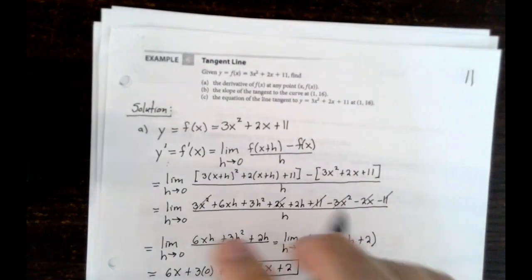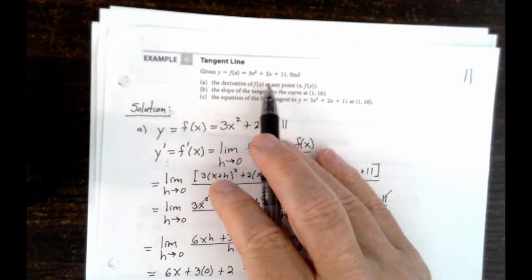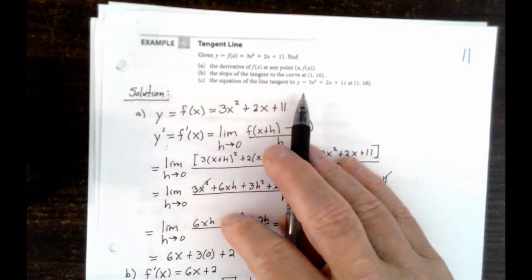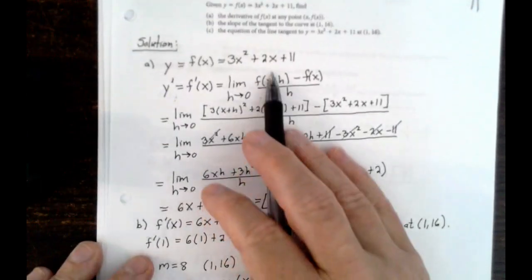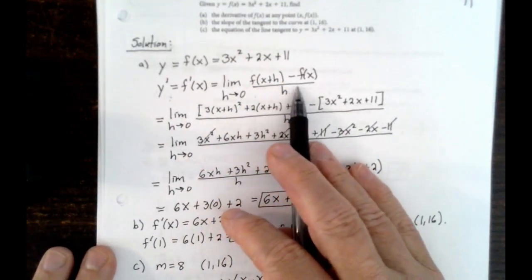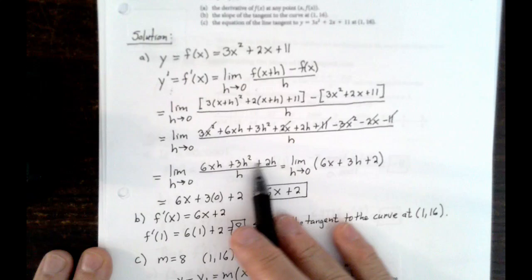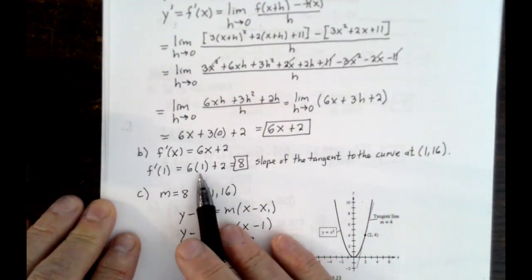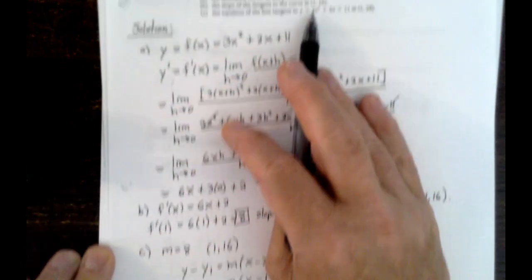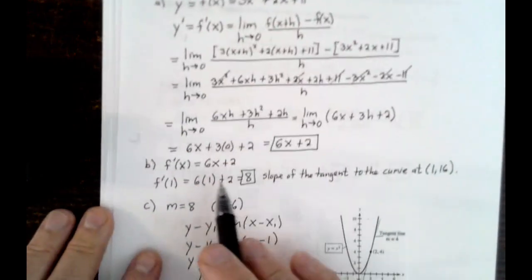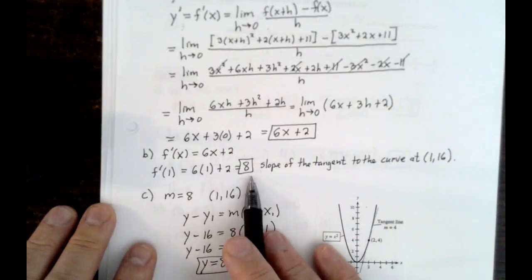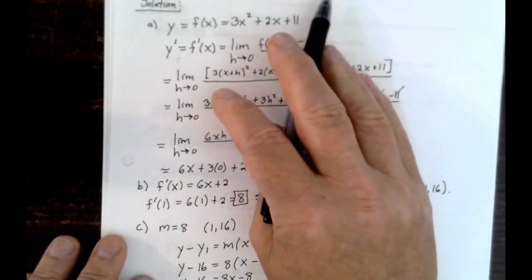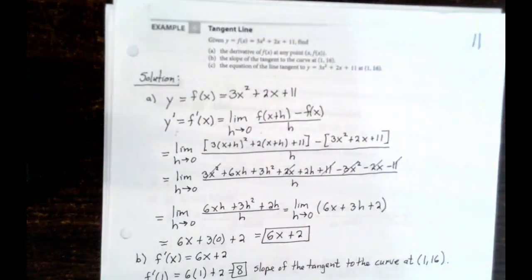Example 6: given y equals f of x equals this function here, find the derivative, then find the slope of the tangent, and then find the equation of the tangent line. To find the derivative, we have to do the difference quotient with the limit, and we do all that. We already know how to do that, and we get our answer. And now they say find the slope of the tangent line. Well, you use the x value they give you here, which is 1, and you plug that into the function, and you get 8. So now we know the slope of the tangent at the point (1, 16).